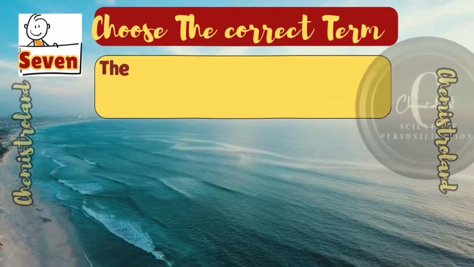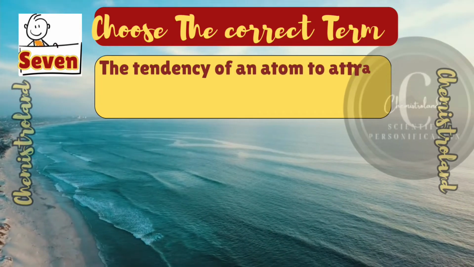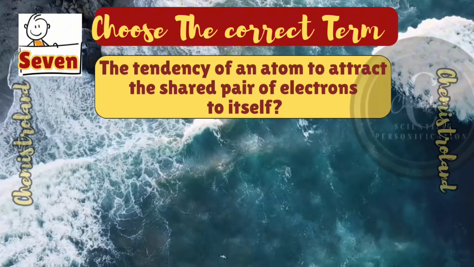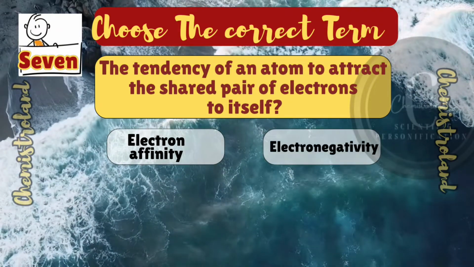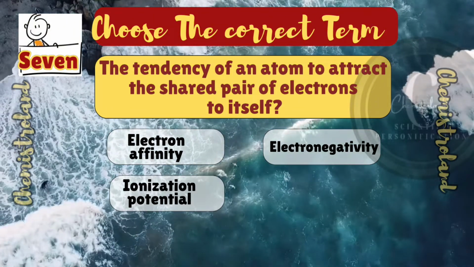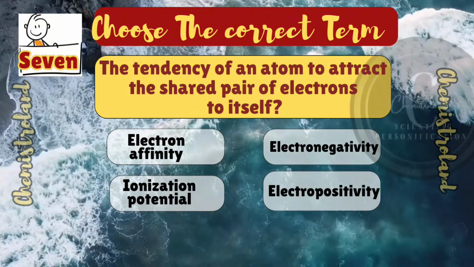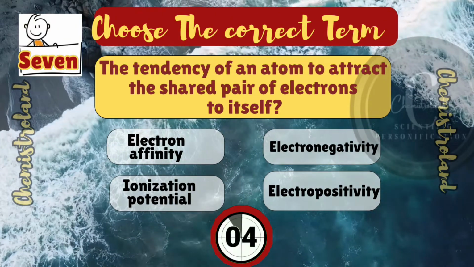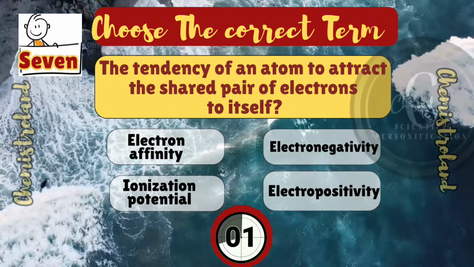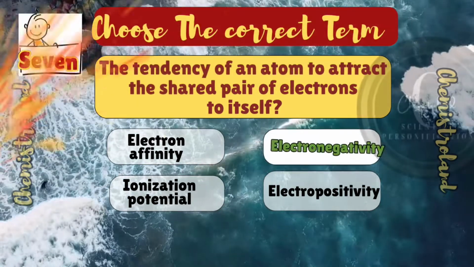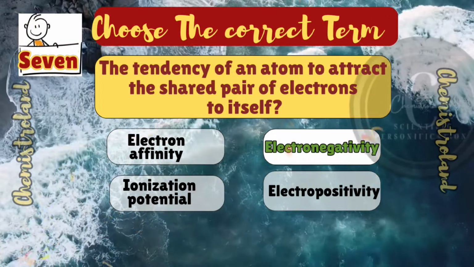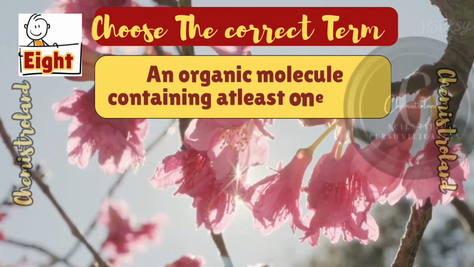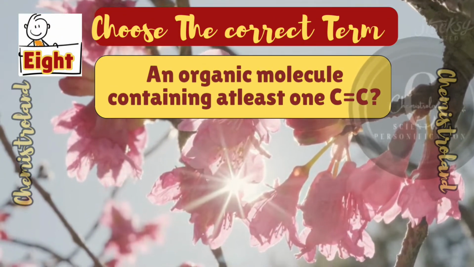Can you choose the correct term for the tendency of an atom to attract the shared pair of electrons to itself? Options are electron affinity, electronegativity, ionization potential, and electropositivity. Fantastic! It's electronegativity.